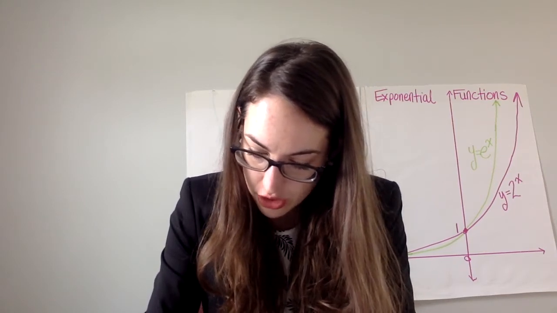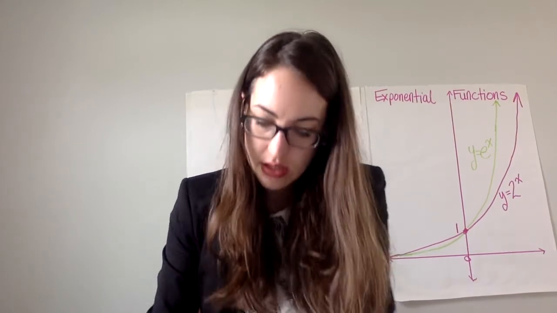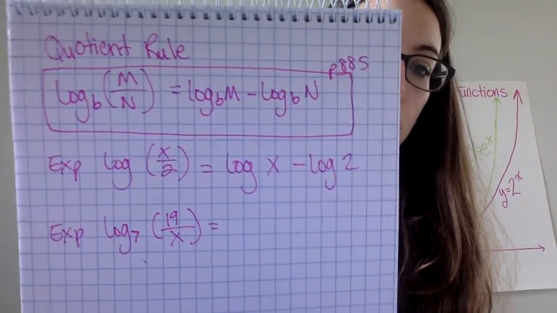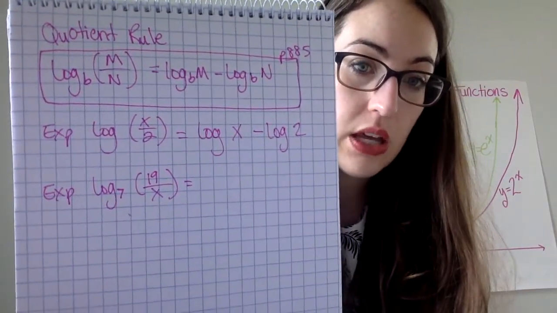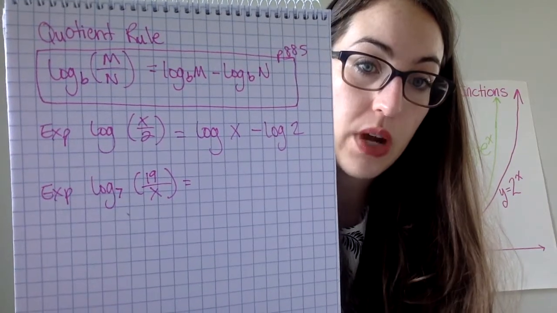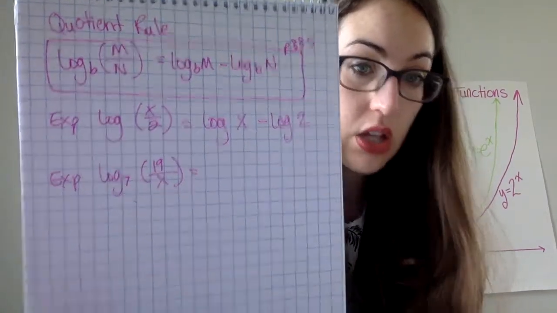Log base 7, we're going to do 19 over x. Let's see what that equals. Following that rule above, let's expand it. Keep the base of 7, and that quotient line turns into a subtraction sign. We're going to write the log twice. You're expanding that log out twice.